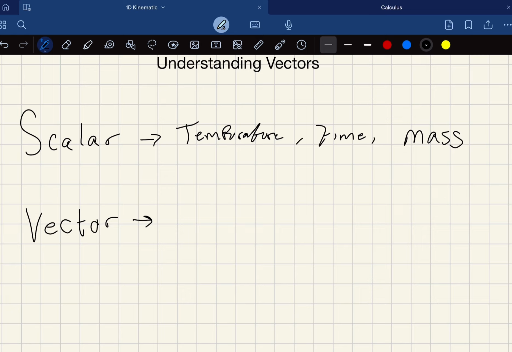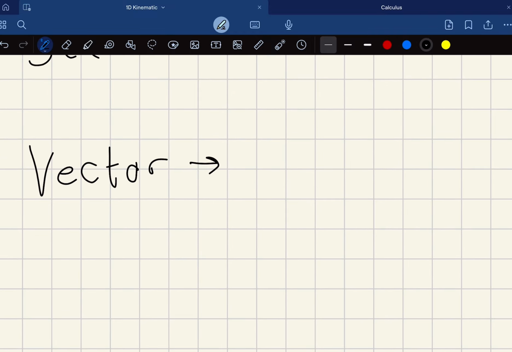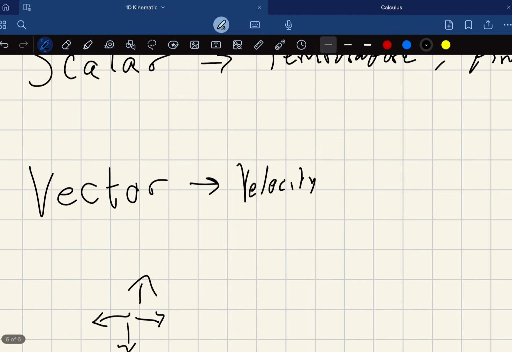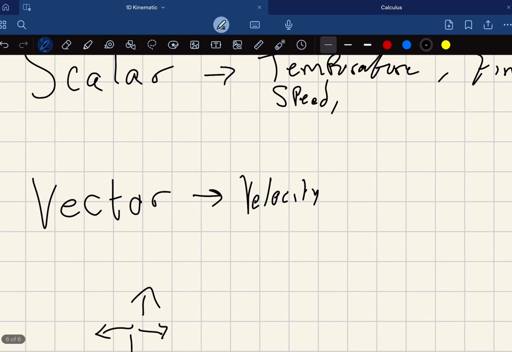So now let's move on to vectors. Let's say that you were looking at a velocity. A velocity could be this way, it could be that way, it could be this way, it could be that way. So a velocity would be a vector. However, speed is the magnitude of velocity. So speed would be in the scalars.